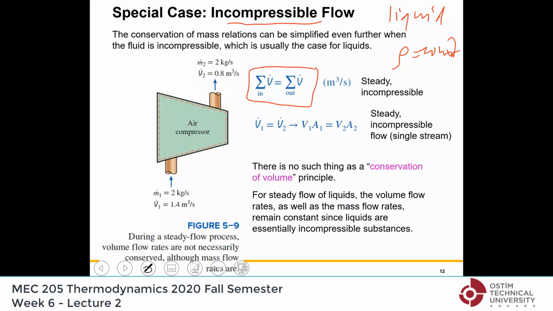But keep in mind that if the flow is not incompressible, like in this case, we have an air compressor. The mass flow rate is the same, 2 kilograms per second, 2 kilograms per second. Okay, but in an air compressor, the air is compressed. So look at the volume flow rate. It is 1.4 at the inlet and 0.8 at the exit. Therefore, in general, this is not true, but this is true only when the density is constant. Okay, so there is no such thing as conservation of volume. It is a special case if density remains constant.